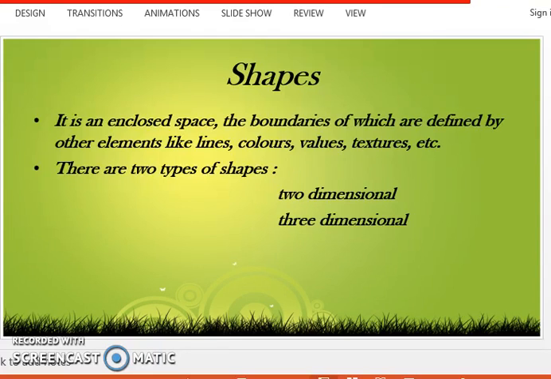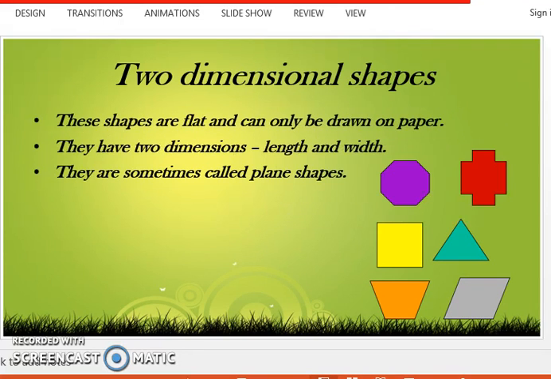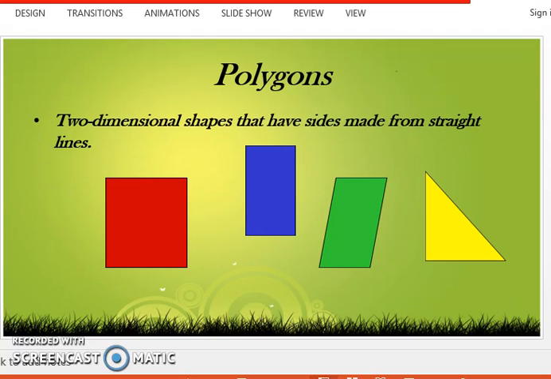Shapes. A shape is an enclosed space, the boundaries of which are defined by other elements like lines, colors, values, textures, etc. We have two types of shapes, two-dimensional and three-dimensional shapes. Two-dimensional shapes are flat and they can be easily drawn on paper. They have two dimensions, length and breadth. They are sometimes called plane shapes.